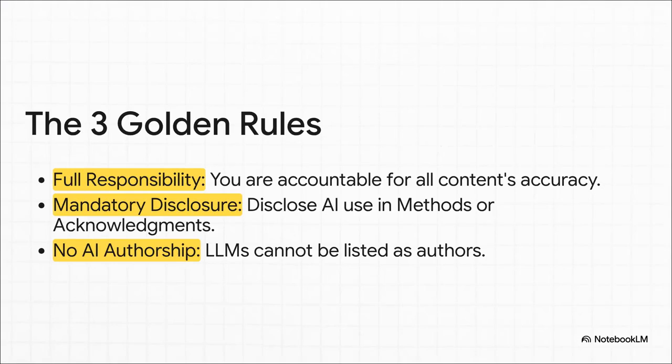And look, this isn't just us making up rules. This is the official guidance from the big players. We're talking publishers like Elsevier and Nature. They've laid out 3 golden rules, and they're super clear. 1, you are 100% responsible for everything in that paper. 2, you have to disclose that you used AI. And 3, no, you cannot list ChatGPT as a co-author, ever.